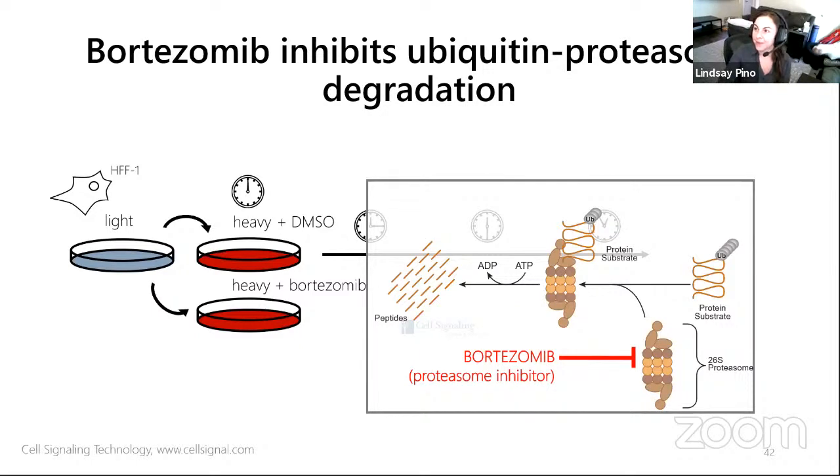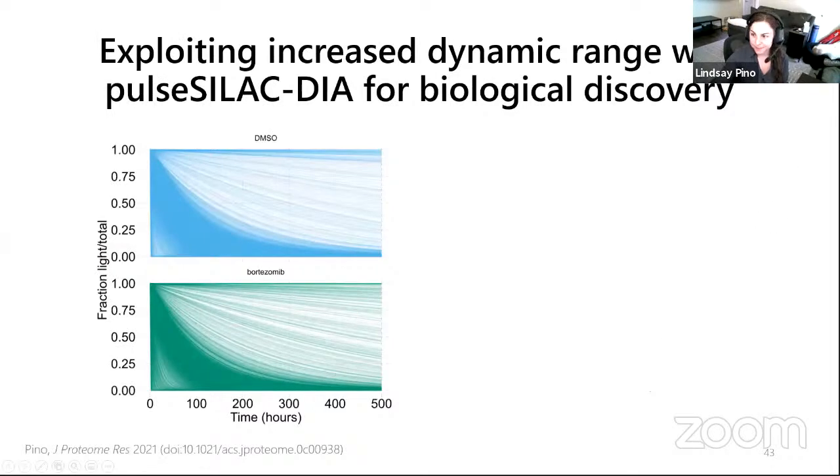Okay, I think we're caught up with questions. I'll just share with you some of these results. This is what those turnover curves look like. This shows time progressing along the horizontal axis, and on the vertical axis is the fraction of light to the total protein abundance. When we start at time 0, all of the proteins are 100% light.